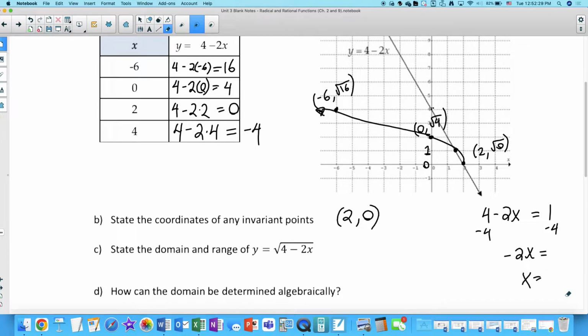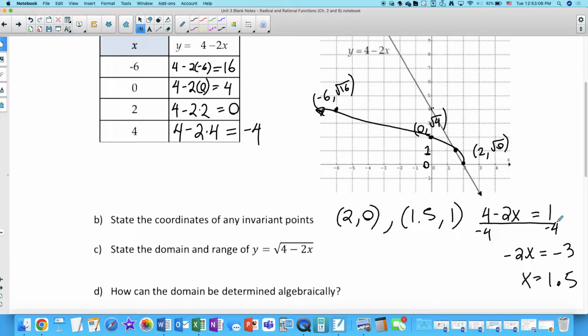1 minus 4 is not -5. 1 minus 4 is -3. -3 over -2 is 1.5. Yes, that is correct. Okay, so that's our other invariant point. 1.5, 1. And essentially, the x value of 1.5 is the x value that makes the radicand equal to 1. And that's why I found it by setting this equal to 1, because that's what goes into the radicand.